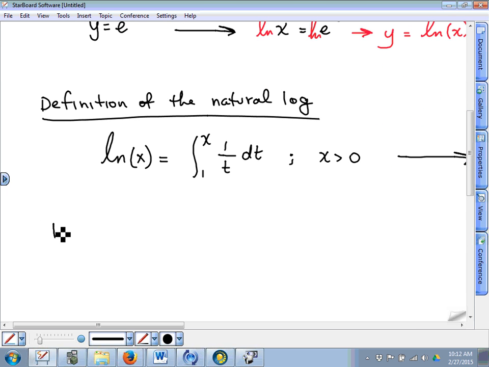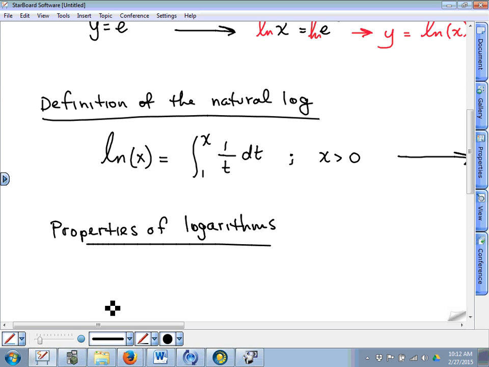So, just a couple of quick properties that you hopefully remember from pre-calculus. Properties of logarithms. You have to use these properties in today's homework, otherwise it's going to be very difficult.